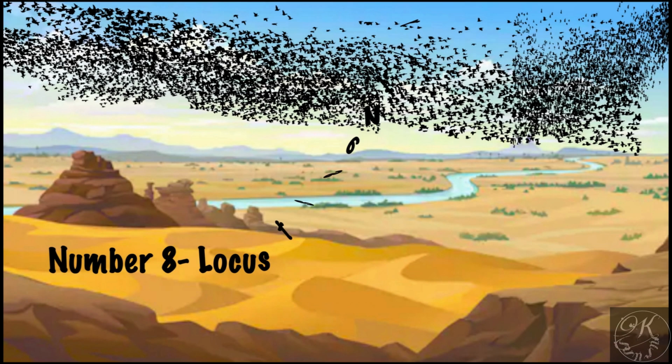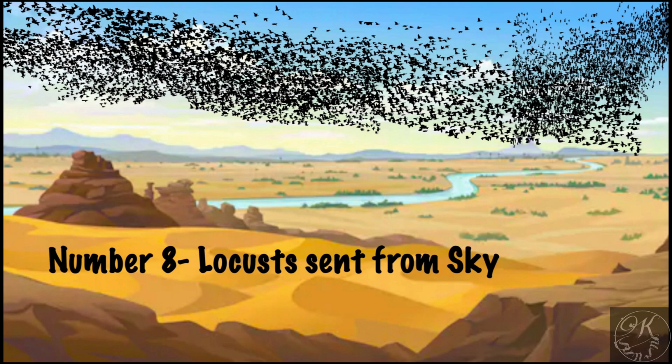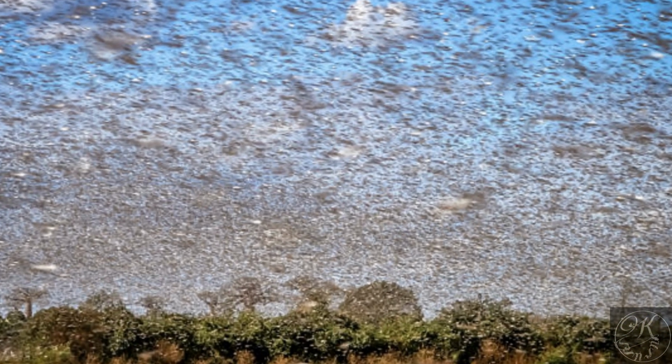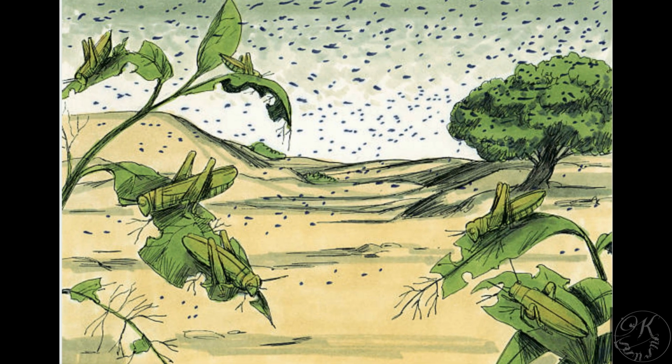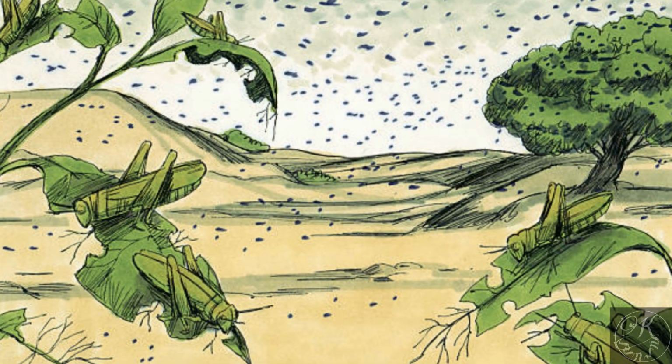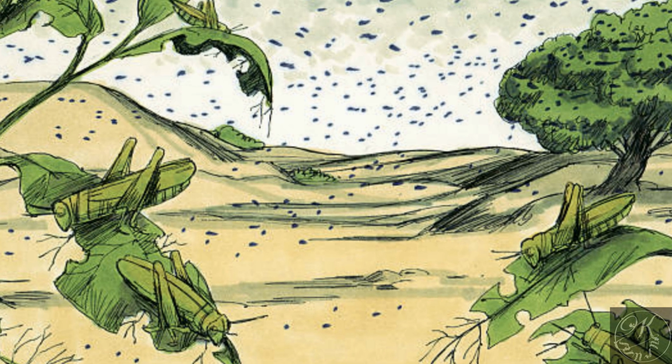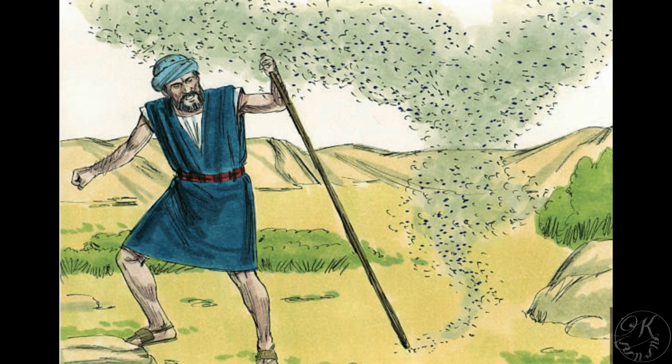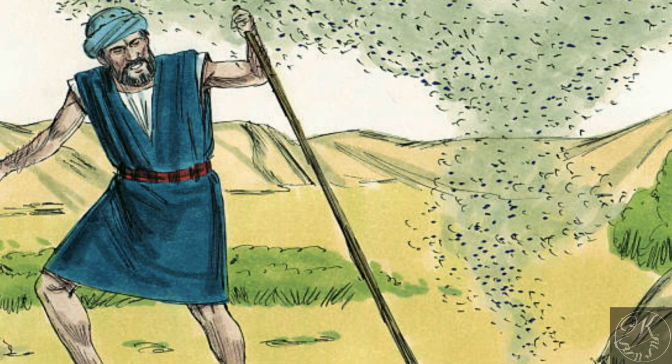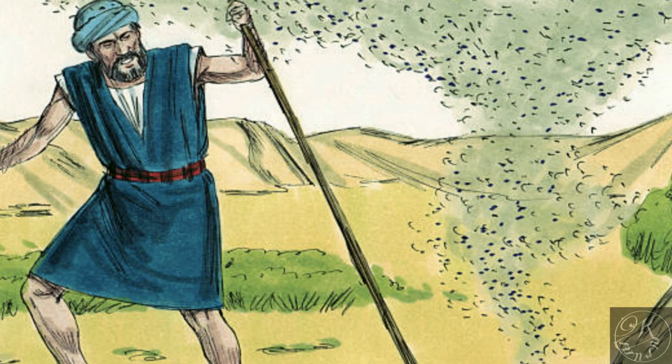Number 8, locusts sent from the sky. Well, this crisis is something we have been hearing about frequently even in this period. This is the second wave of destruction to follow the hail, and whatever crops were left intact after the hail fire were now completely consumed by the swarms of locusts that were unleashed from the sky. This definitely affected the life source of the people by hitting them in their food supply.